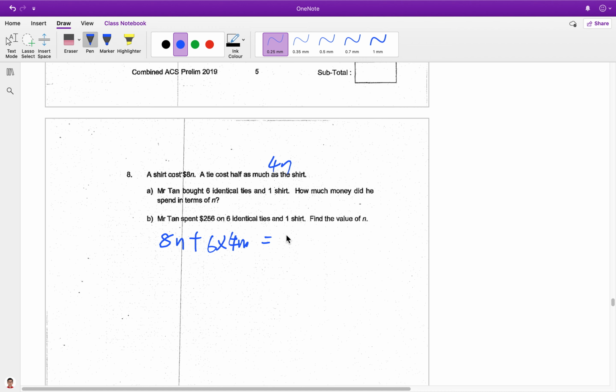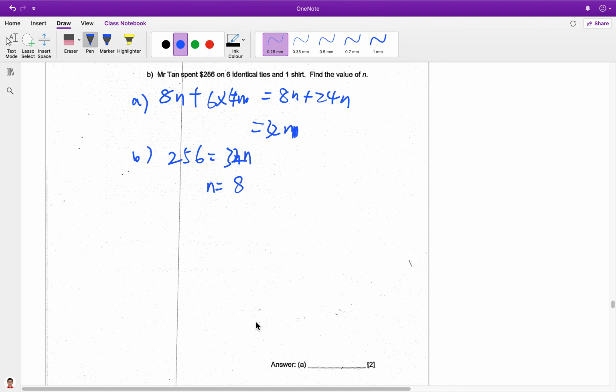So this one is AN plus 24N, right, equal to 32N, right? So this is A. How about B? He spent 256 for this one. So 256 equal to 32N. So N equal to 8, right? This is the value of N.